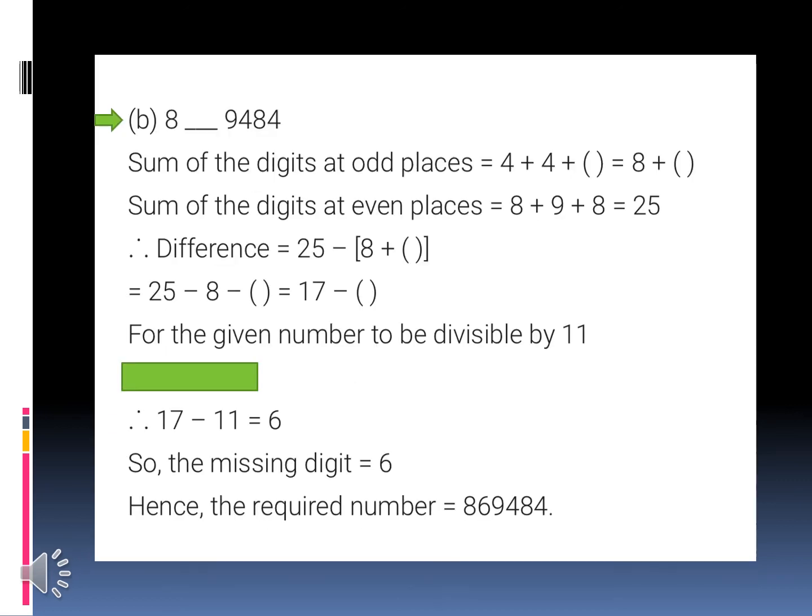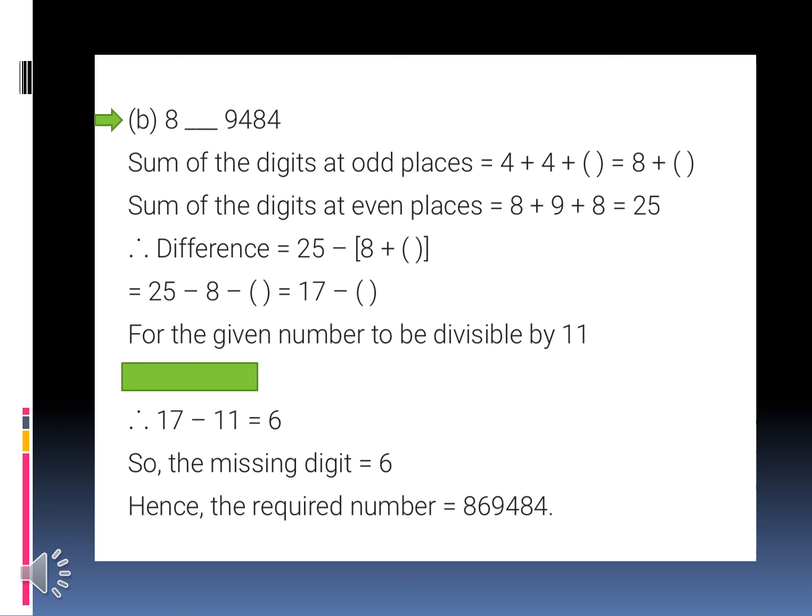Now the B part is 8 dash 9484. So there are 6 digits. Let's find the sum of the digits at the odd places and the sum of the digits at the even places. The sum of digits at the odd places is 4 plus blank. The missing digit is also here. So 4 plus 4 is 8, so 8 plus dash. Sum of digits at even places: at even places the digits are 8, 9 and 8. So the sum is 25. 8 plus 9 plus 8 is 25.